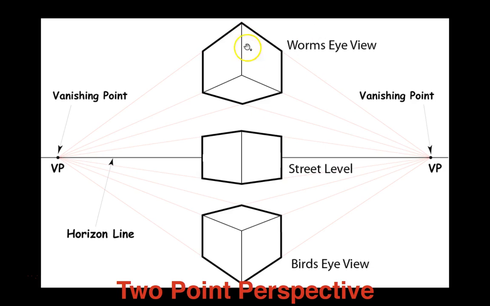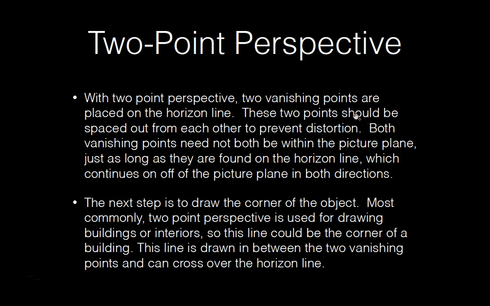And you kind of have this middle point where it can shift at any point, but the vanishing points will stay the same. So with 2 points, you need to space them out on the horizon line for 2 point perspective. They don't need to be on the picture plane, just as long as they're on a single horizon line.